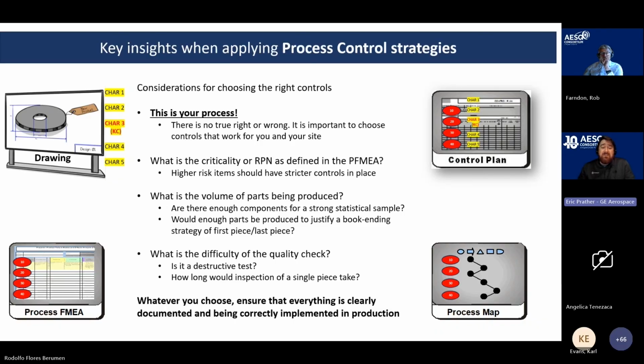Another question is, what is the difficulty of the quality check? Is it a destructive test? We can't put 100% controls in place if we have to cut the part open every time. How long does the inspection take? CMMs are very popular and getting more popular, and we have a lot of very complex components in our industry. So how are we making sure that we don't bottleneck ourselves in production by saying everything has to go through the CMM, causing us over control in this place?